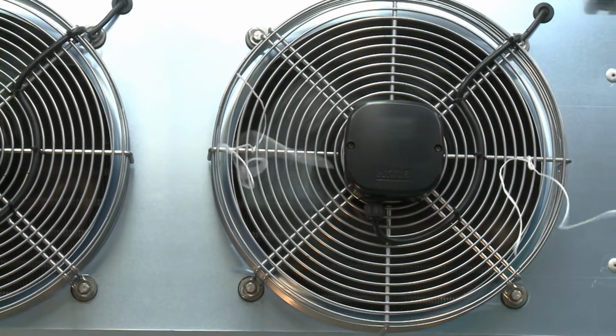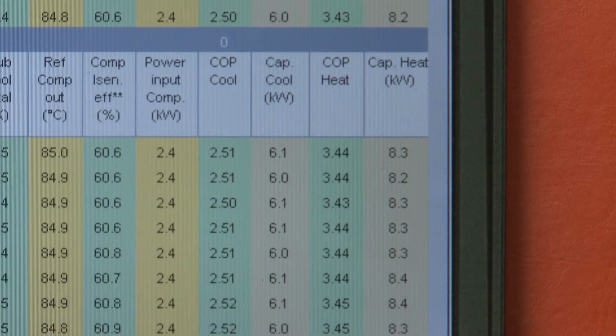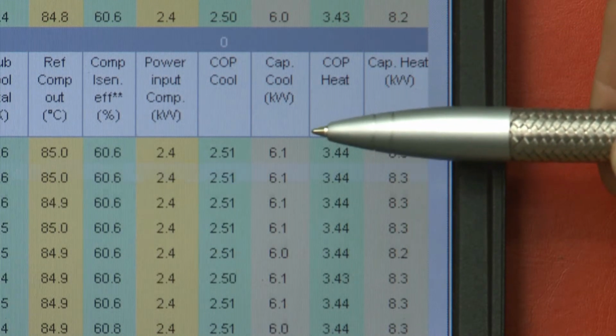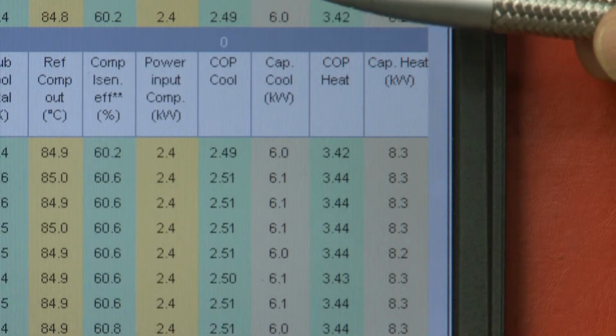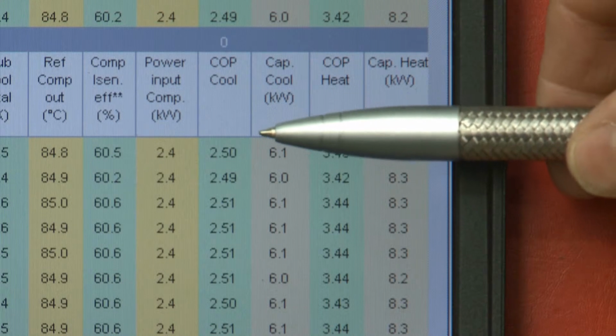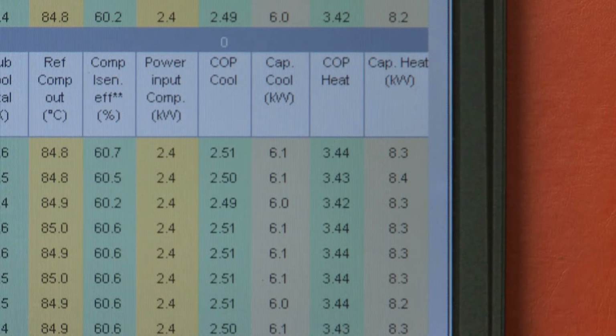Okay, so we give chance for the unit to settle down and the temperatures to be running at the right conditions now. So what can we see? Well, we can see a couple of things. Since we've taken some of the refrigerant out, we can actually see here the cooling capacity of the system has gone down. But probably more important, when we look at the COP, or coefficient of performance, for cooling, we can see this is much reduced. It's now running around about 2.5, 2.51.